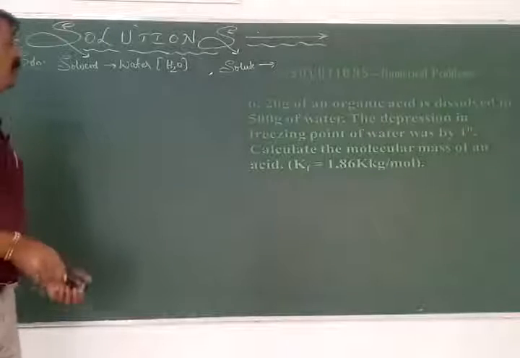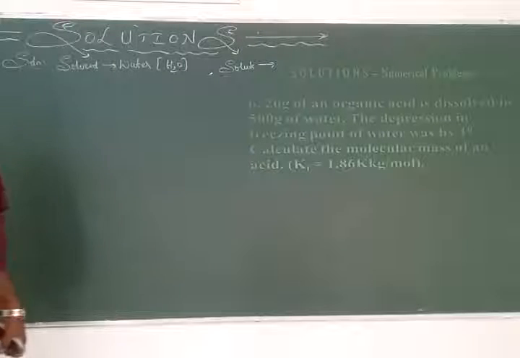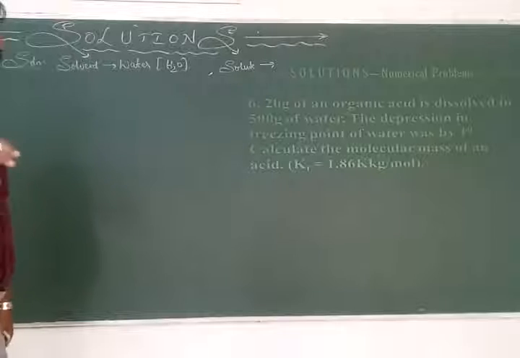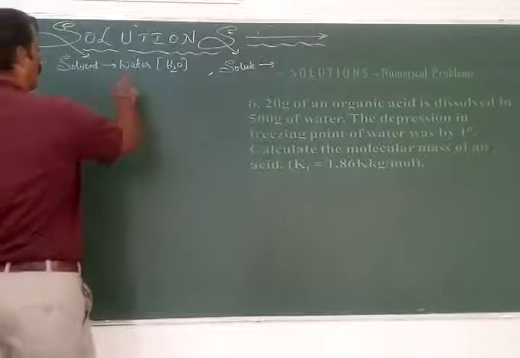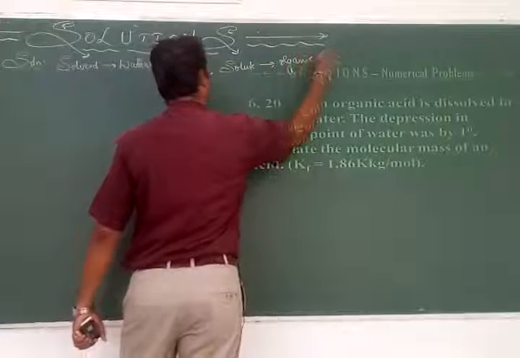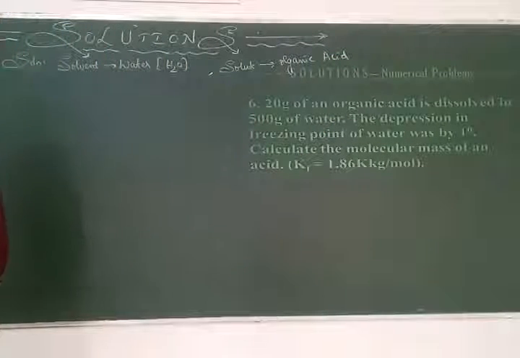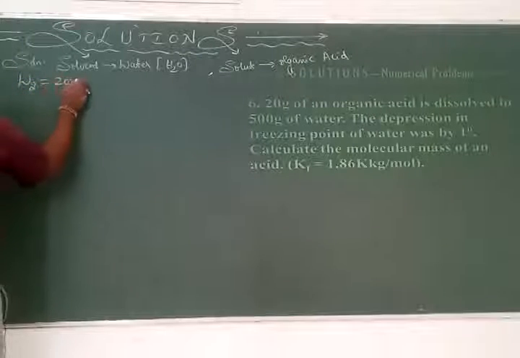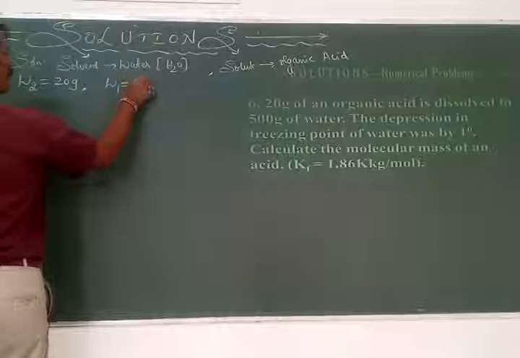Now, next one is 20 grams of an organic acid is dissolved in 500 grams of water. Organic acid is a solute and water is a solvent. That's the difference here. Solvent is water and the name of the solute is not known, but it is given as organic acid. How many grams of organic acid have I dissolved here? Mass of acid or solute is equal to 20 grams. It is dissolved in how many grams of water? W1 is equal to 500 grams of water.